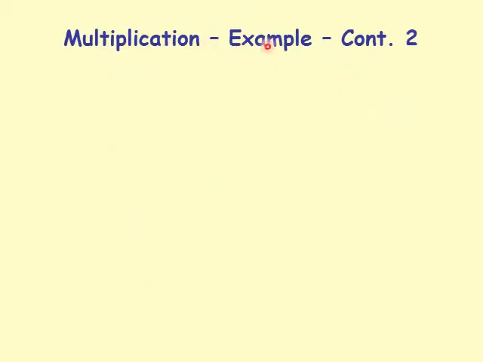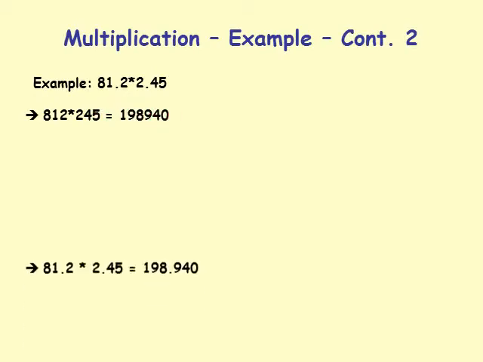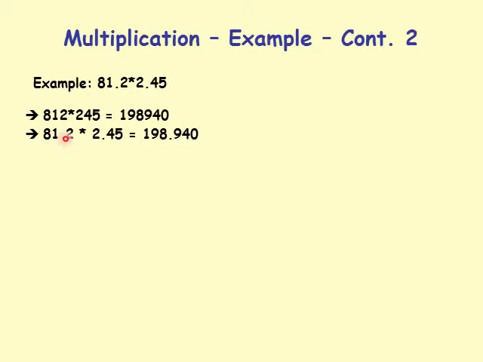Let us continue with the multiplication example. So 81.2 times 2.45: we already did 812 times 245 first, which was 198,940. Then we count the number of digits to the right of the decimal points, which is 3 here. So 81.2 times 2.45 must be 198.940. Okay, 198 decimal point 940.